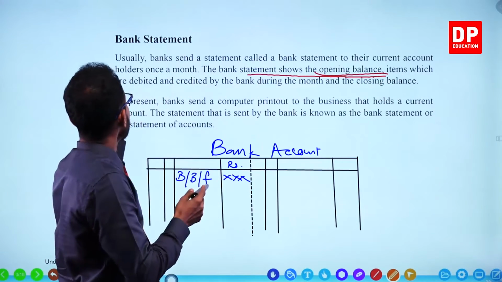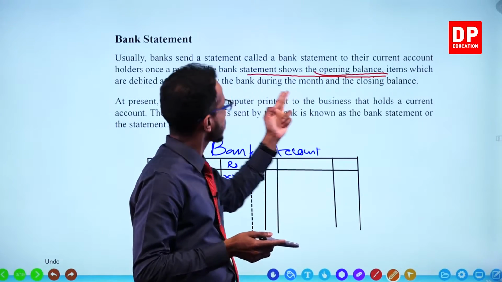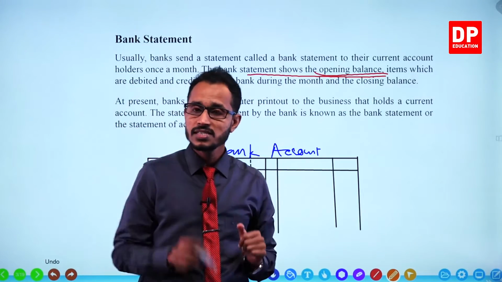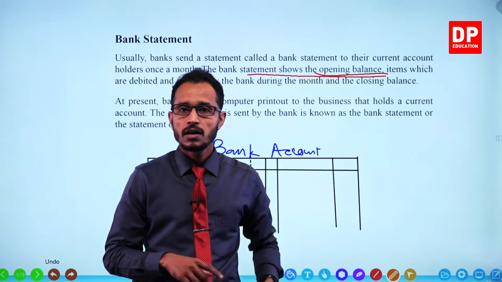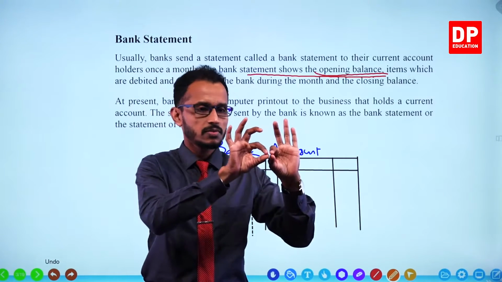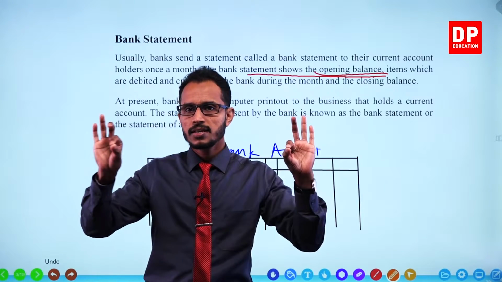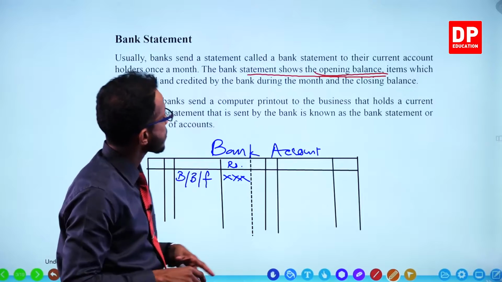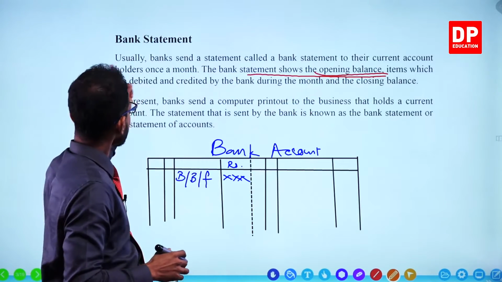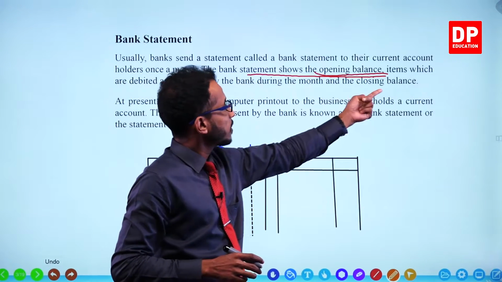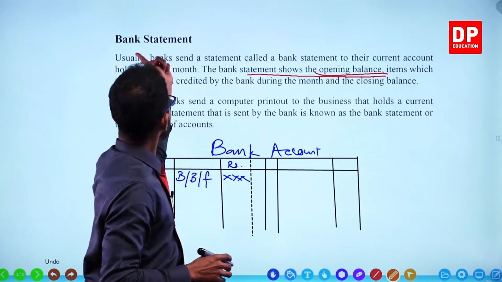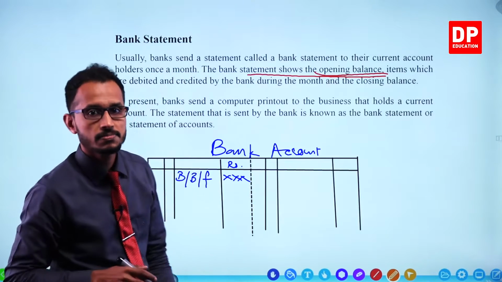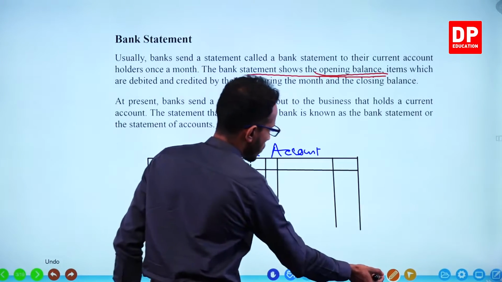And items which are debited and credited, that means the transactions that we have done during the month, are debited and credited by the bank from the 1st of the month until the 31st of the month, right? All the items are debited and credited by the bank. And finally, the bank statement also comes to the closing balance.